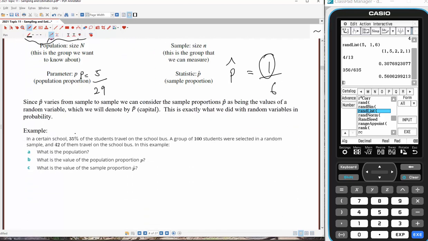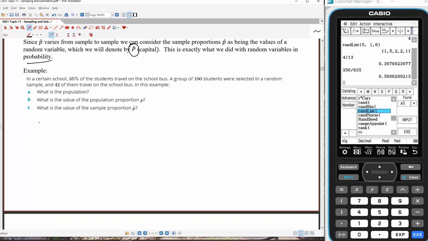So since P hat varies from sample to sample, we can consider the sample proportion P hat as being the values of a random variable, which we denote by capital P hat. So this is capital P hat. And this is exactly what we've done for random variables in probability all the way through. So we start to link up with some of your prior knowledge. Right, so let's do a couple of examples to get you through 17A.